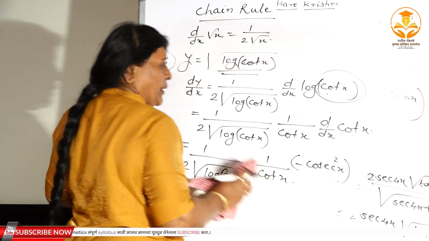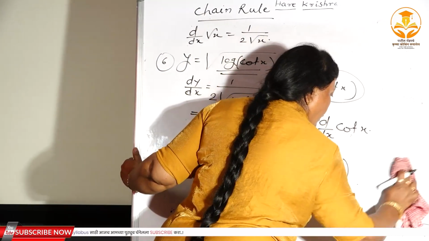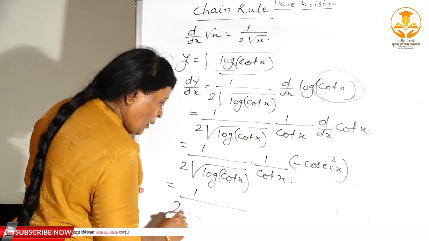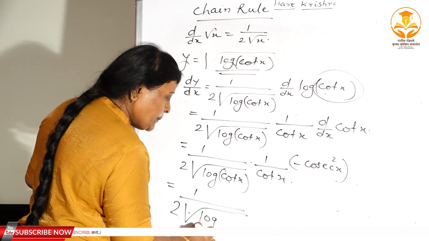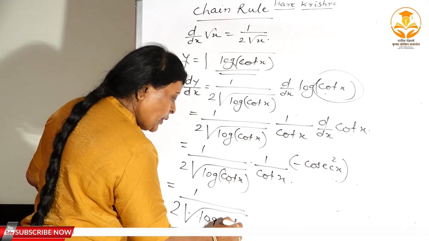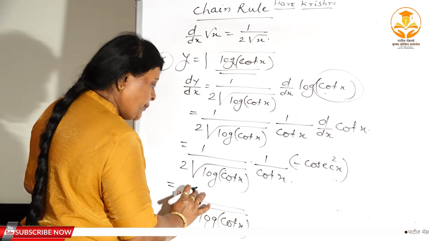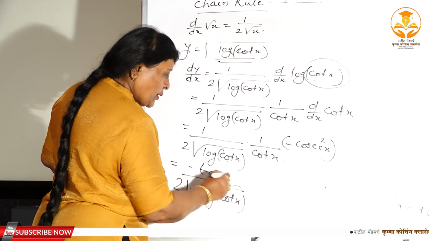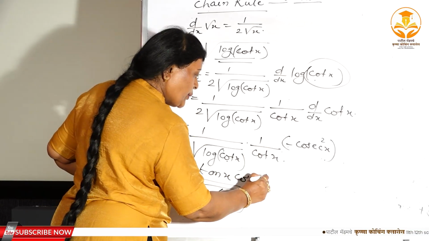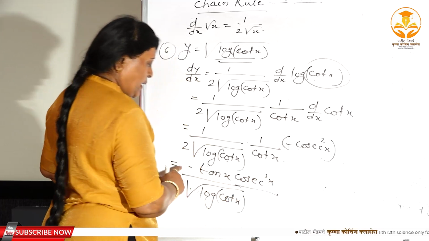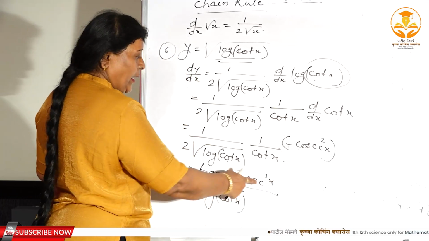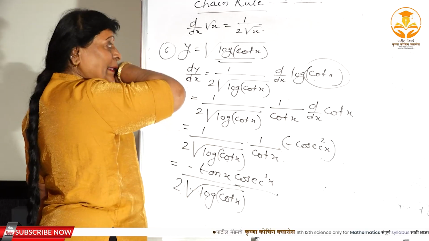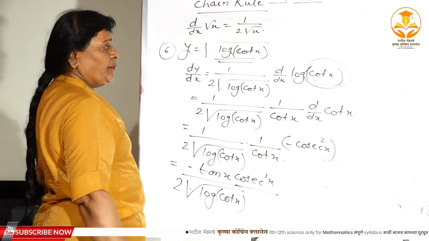Now you can simplify this like this. See, this is 1/2 root of log cot x. 1/cot means what? Tan. Here you can write tan x, and here again minus cosec square x. You have to give the minus sign here, isn't it? See, minus means minus tan x into cosec square x divided by 2 root log of cot x. This is the answer of this question, isn't it?